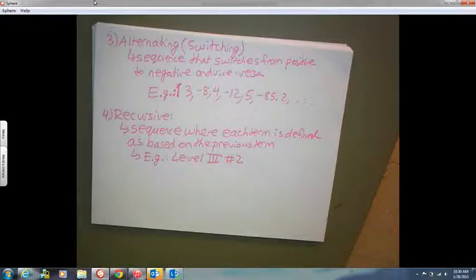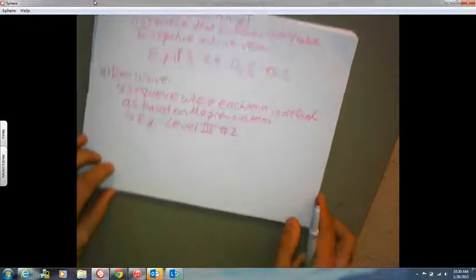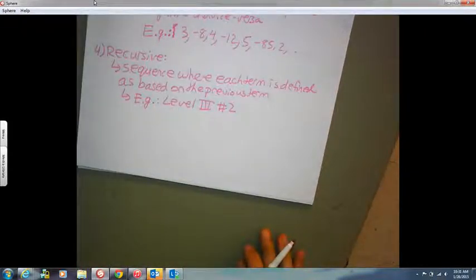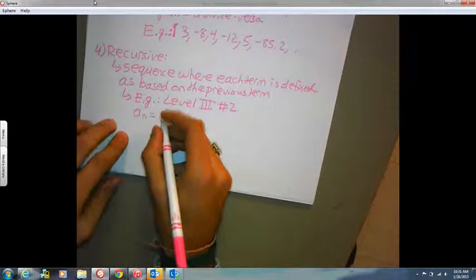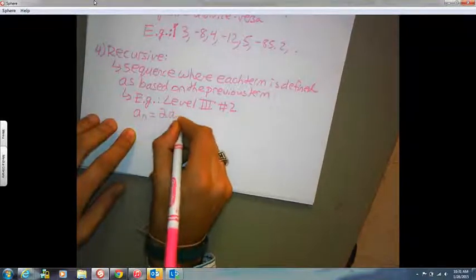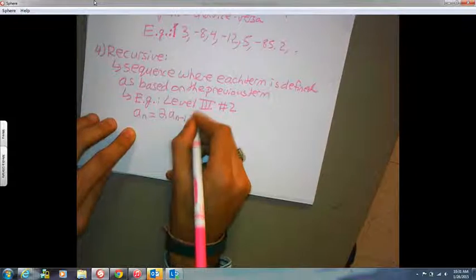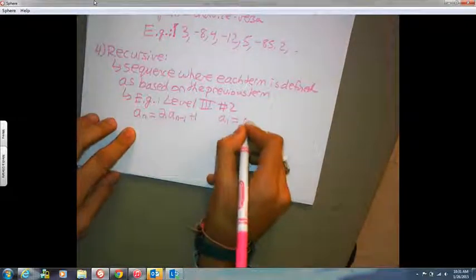So, level 3, problem number 2. So that is right here. I think these directions didn't make it onto the page last night. Find terms 2, 3, and 4. That should be the directions for level 3. Okay. So, let's take a look at this problem. They give you the general form. They say a(n) equals 2 times a(n minus 1) plus 1, and they tell you a1 is 1.